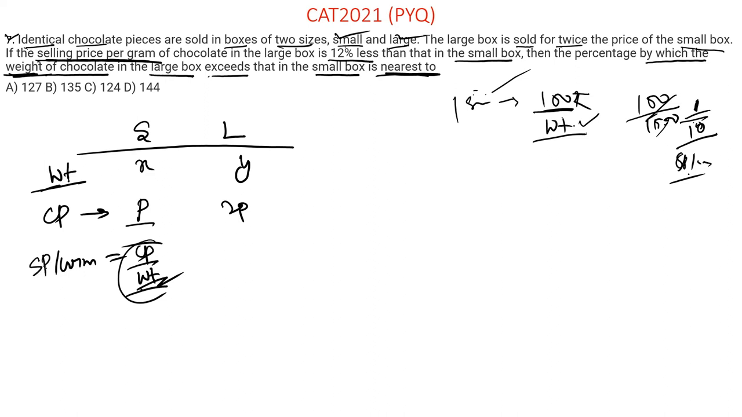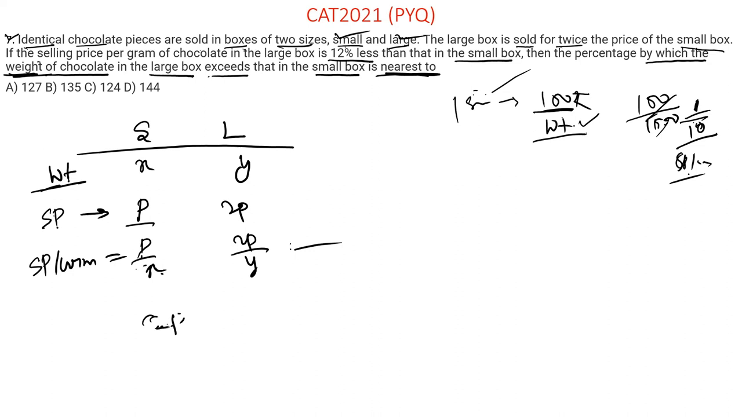The selling price per gram of chocolate in the large box is 12% less. Okay, identical chocolate is sold at, okay, so this is not the cost price, this is just selling price. So selling price per gram, that is selling price per weight. Okay, so I hope this is clear to you. So the selling price per gram is how much? P by X, and here it is 2P by Y, and the statement is that the selling price per gram of chocolate in the large box, that is 2P by Y, is 12% less than that in a small box.